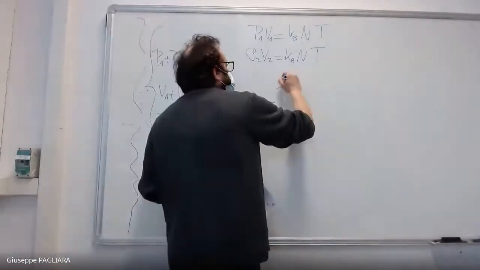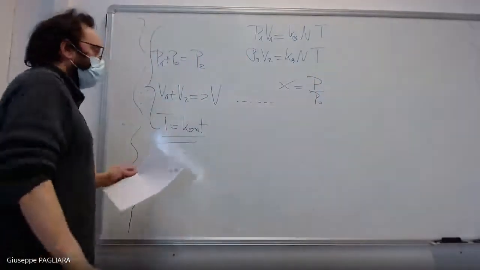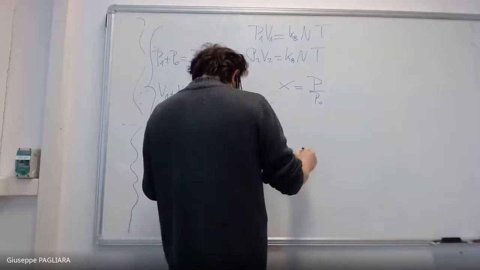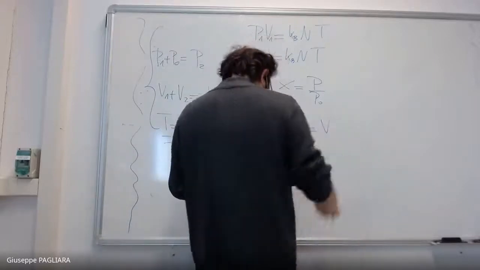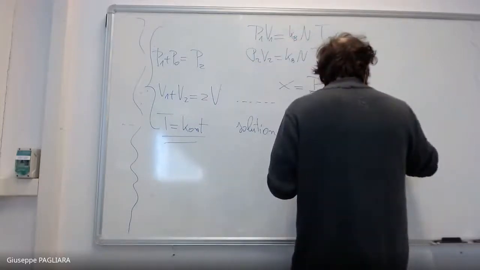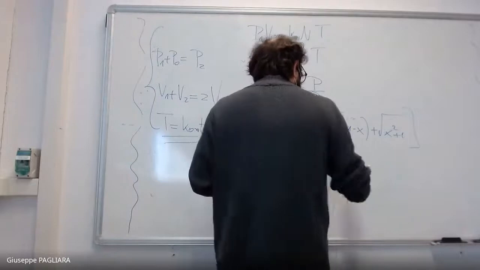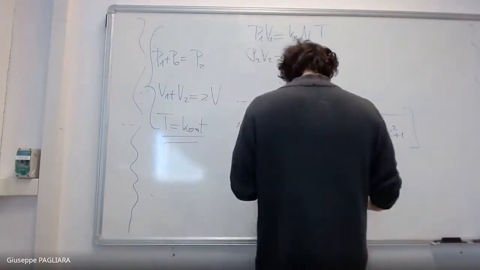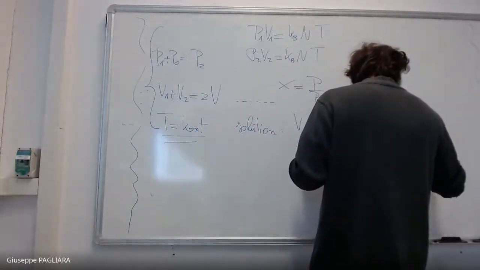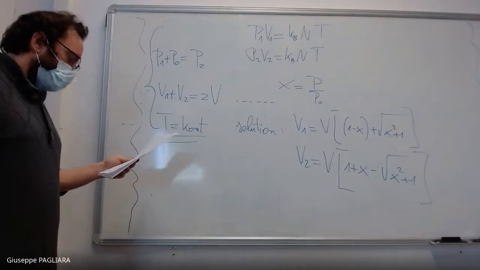once you introduce this dimensionless quantity, which is P divided by P0, which is useful, you will get the solution: V1 is equal to V times (1 minus X plus square root of X squared plus 1), and V2 is equal to V times (1 plus X minus square root of X squared plus 1). Let me check if this is correct. Okay.